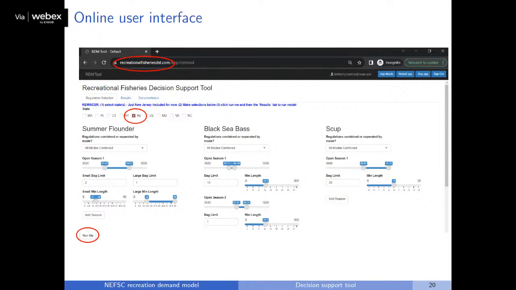This is what the tool looks like. It's available at recreationalfisheriesdst.com. Once the users log in, they can select which state or states they want to explore. The state's regulations drop down, and the default settings are the 2023 regulations. Users are able to manipulate the length of the season or when the season is open, the bag limit for that season, and the minimum length of the fish that can be kept during that season. Once they've made their decisions, they click the Run Me button on the lower left, and next slide.